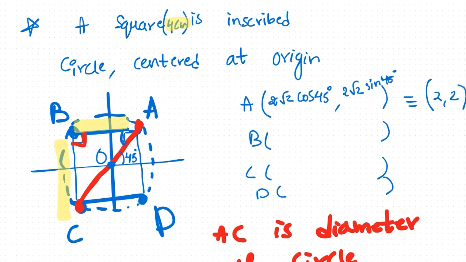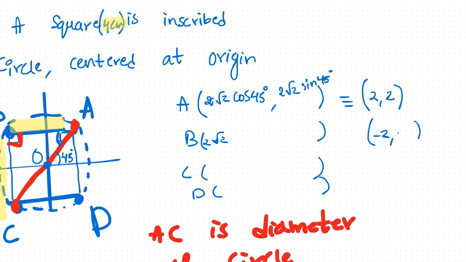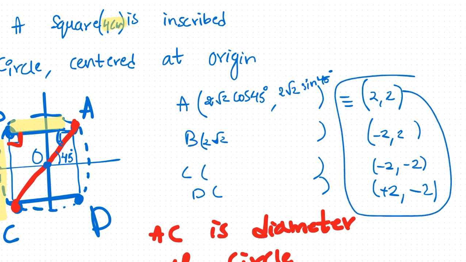And then for coordinate point B, it's going to be 2 root 2 times minus. Because it is a square, we can directly comment on the coordinates. If this is 2, 2, like this, then B is minus 2, 2, and C is going to be minus 2, minus 2, and then D will be positive 2 comma minus 2. Okay, so coordinates is fine.